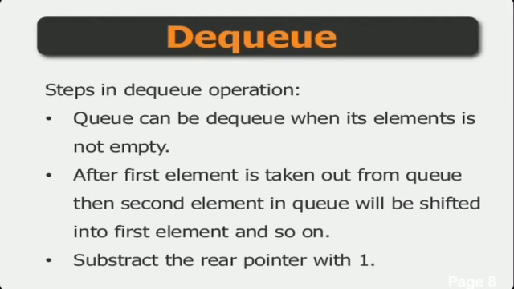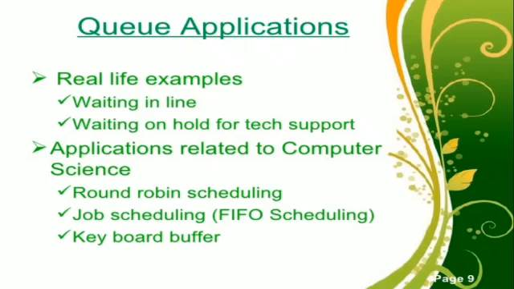The dequeue operation is done in these steps. You can follow these steps. An element can be dequeued when the queue is not empty. After the first element is taken out of the queue, the second element is shifted into the first position, and so on. Then the rear pointer is decremented by 1.